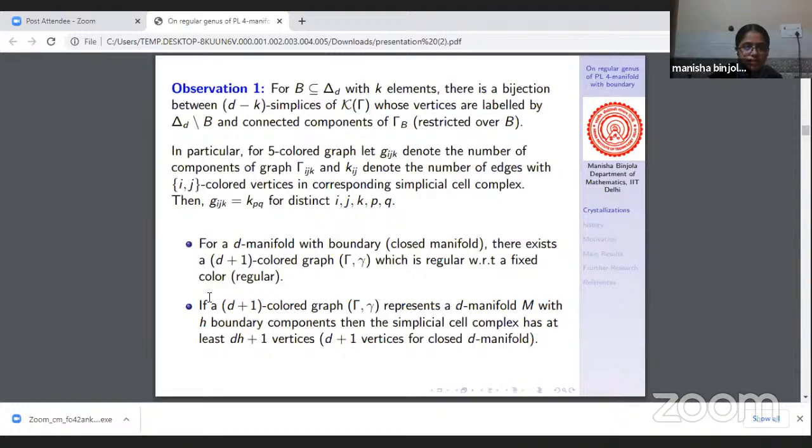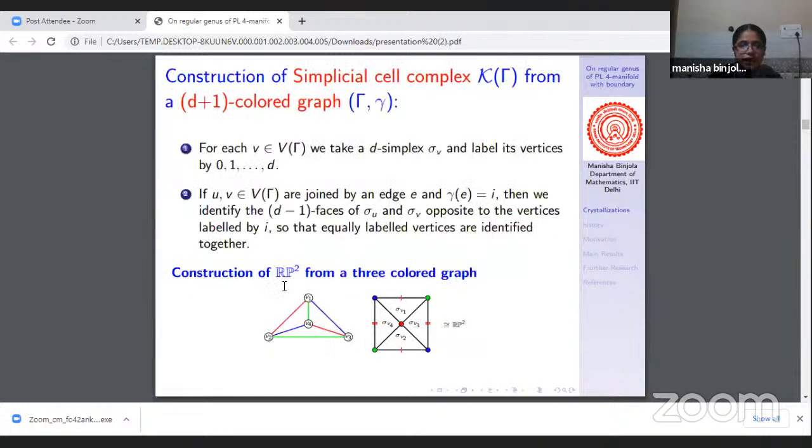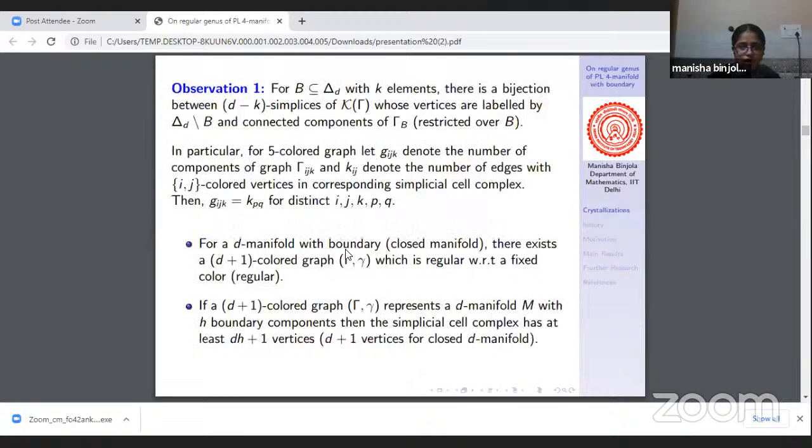Now these two things. In construction, we proved that if we have a graph, we can always construct a simplicial cell complex. Now this point says, if we have a manifold with boundary, then there exists a graph representing that manifold. In the case of a closed manifold, we will have a regular graph, and in the case of a manifold with boundary, we'll always have a graph which is regular with respect to a fixed color.